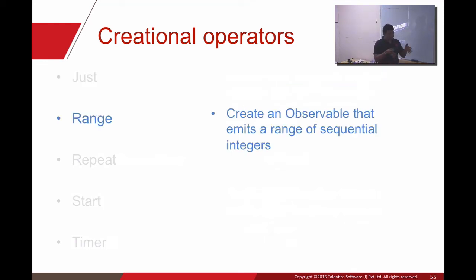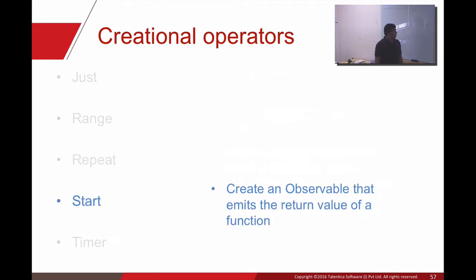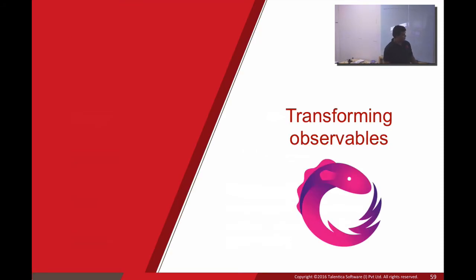Range, when you want to create a sequence of integers, a list of integers in a particular range, say 1 to 120. Repeat will repeat the observable a particular number of times. This one, I'm not sure if it's available in RxJava or not, but it creates an observable that returns a value from a function. Timer, after some delay, will emit the value of the observable.